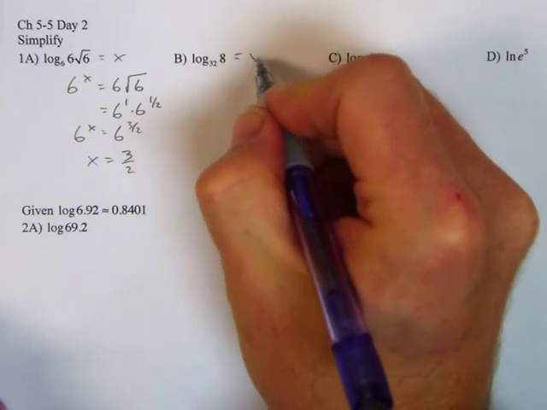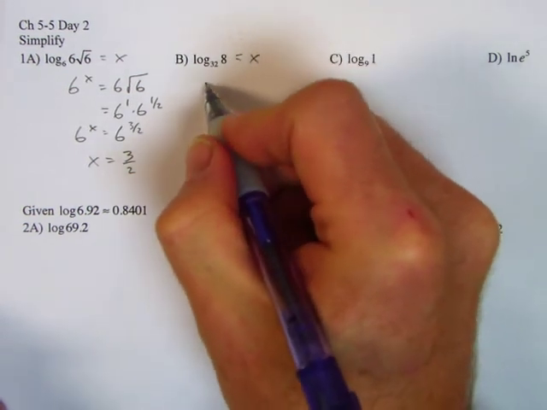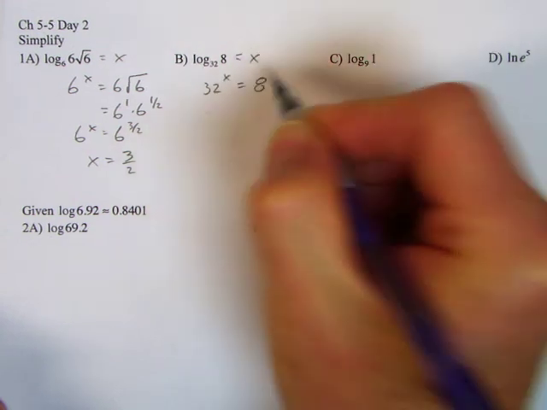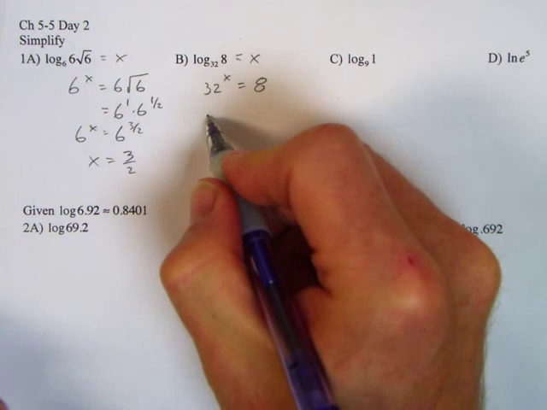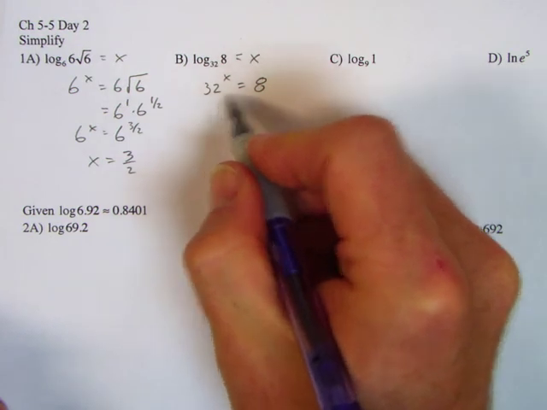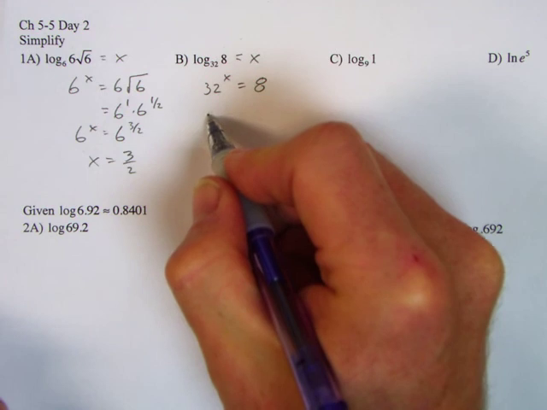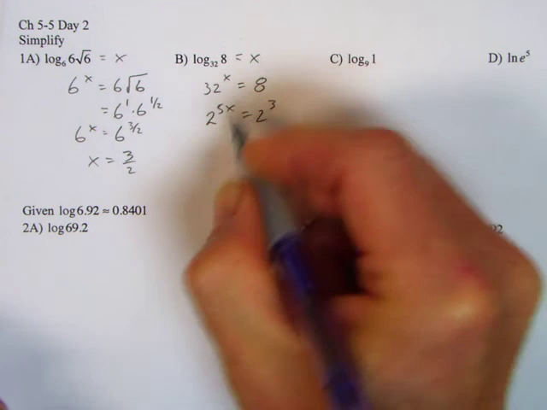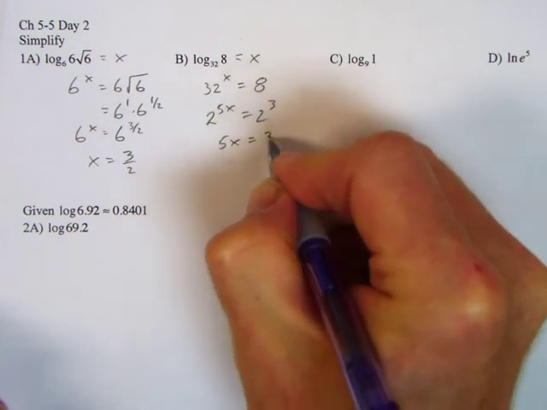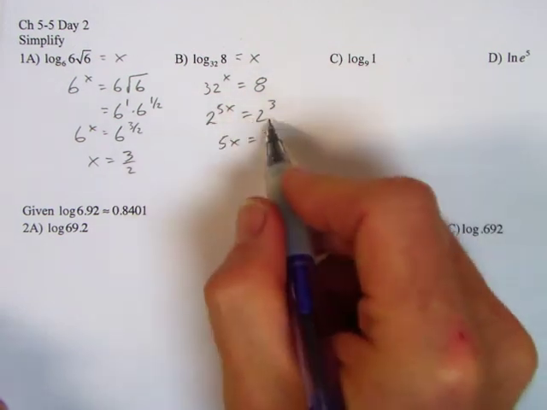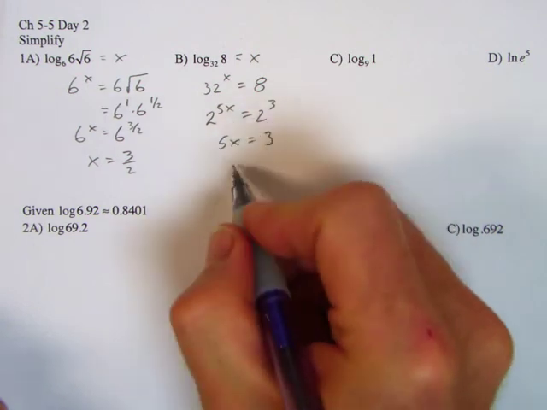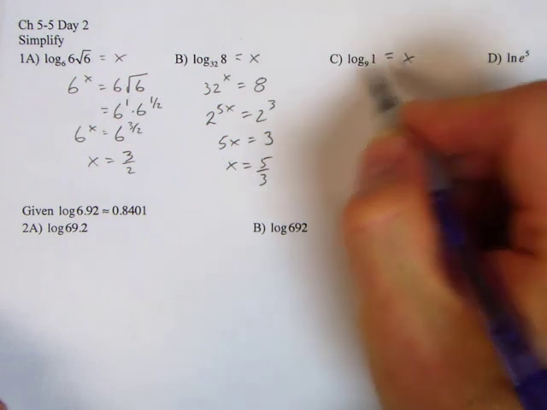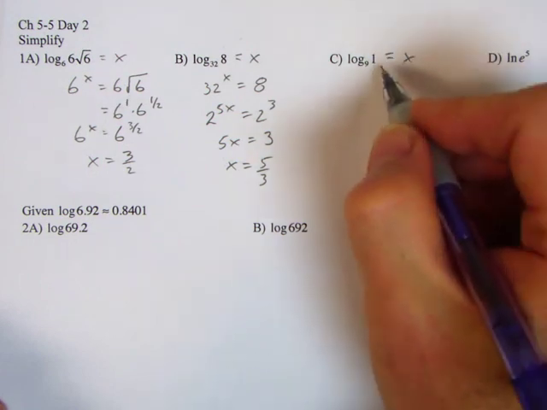Similarly, set the next one equal to x. What's our base this time? 32. Again, a log is an exponent, so 32 to the x equals 8. This time we have to get it so they have the same base. What can you write 32 and 8 as from the base of 2? So it's 2 to the 5x equals 2 cubed. 5x equals 3, because again, two exponentials are equal with the same base, so their exponents are equal, and x equals 5/3.